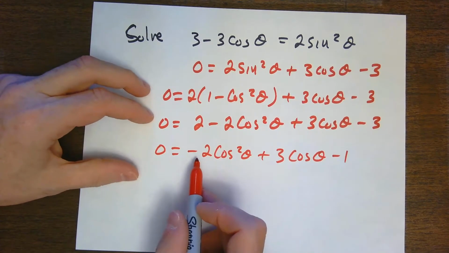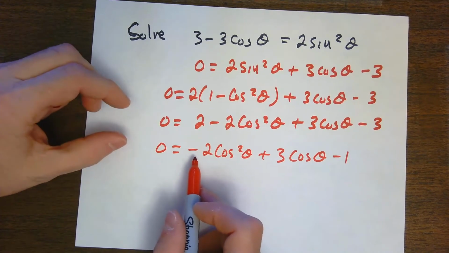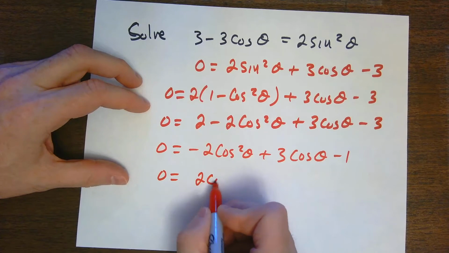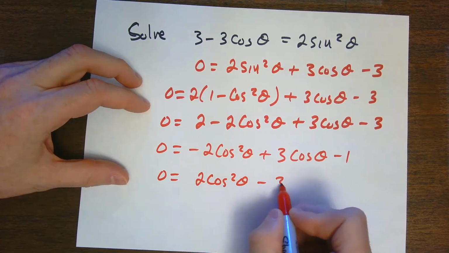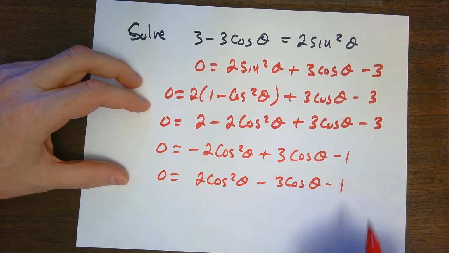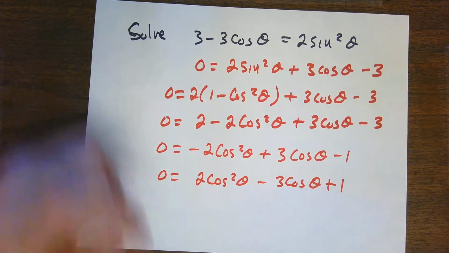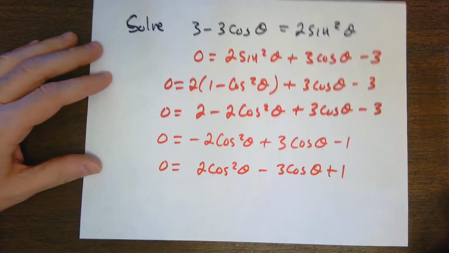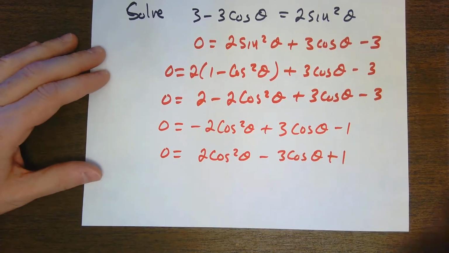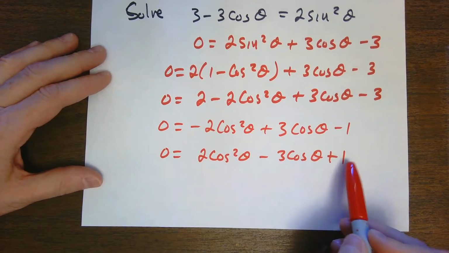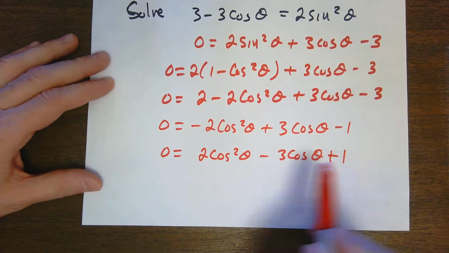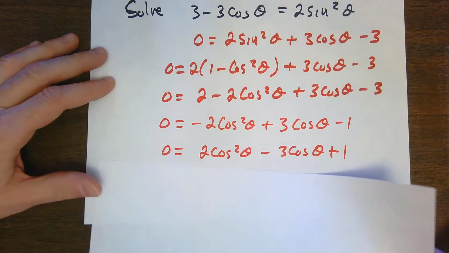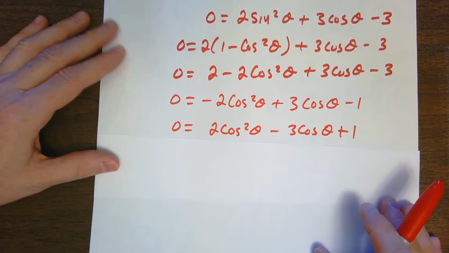I want my lead coefficient to be positive, so I'm just going to multiply everything by negative here. And I get 2 cosine squared theta minus 3 cosine theta plus 1. Now what? Well, do you see the quadratic in here? Is it factorable? 2 times 1 is 2. Can I think of two things that multiply together to give 2 and add up to give me negative 3? Yes, I can split the middle term here and factor it.